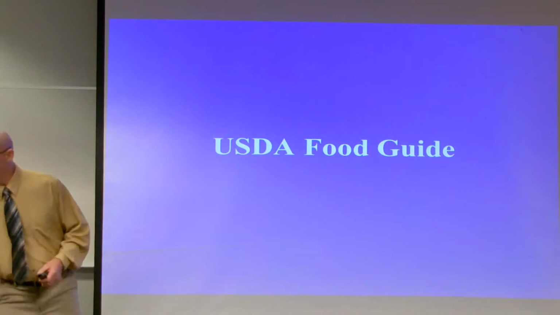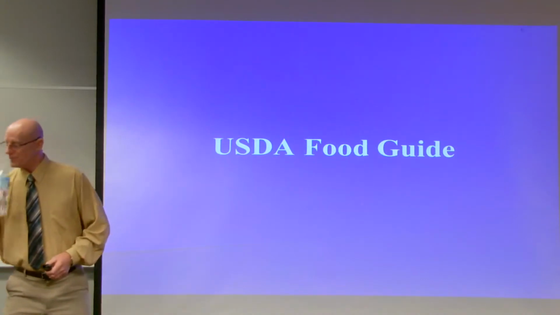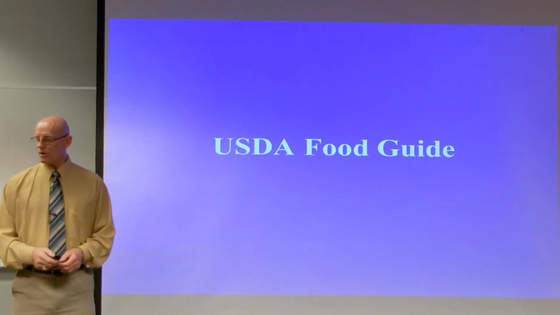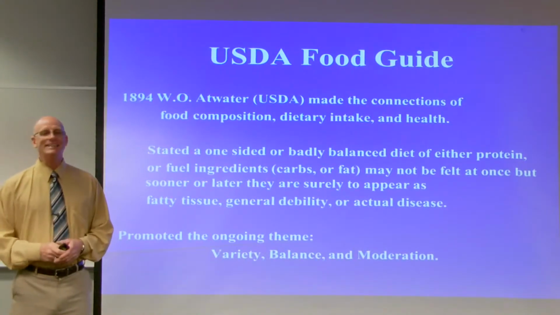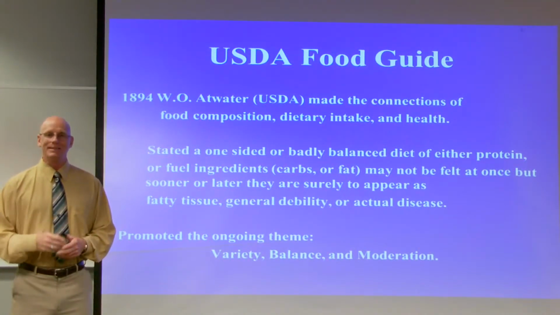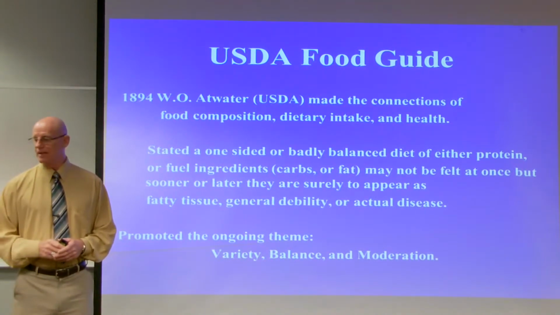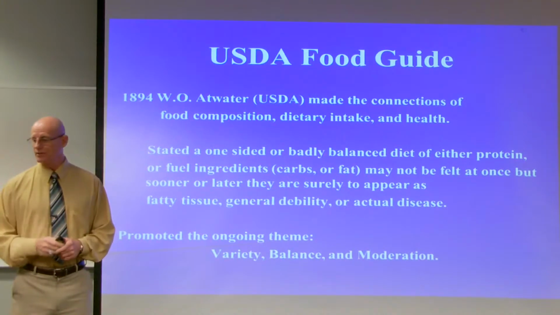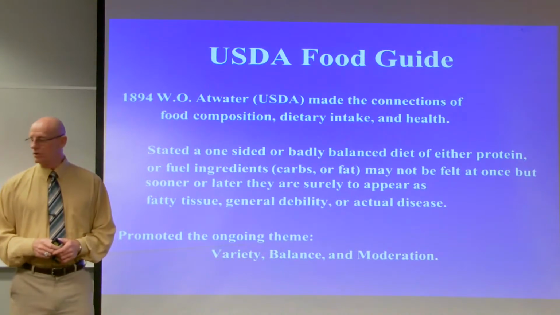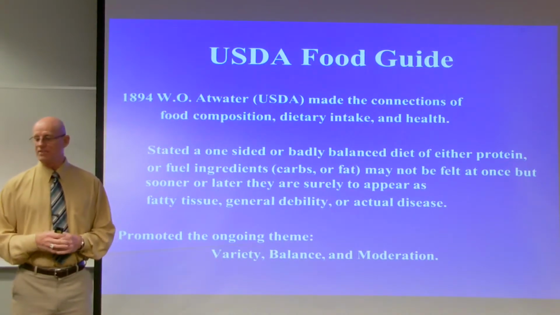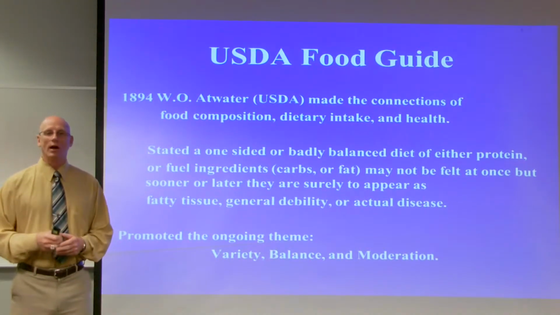Okay, the USDA food guide. In 1894, W.O. Atwater made connections of food composition, dietary intake, and health. He stated a one-sided or badly balanced diet of either protein or fuel ingredients, such as carbs or fat, may not be felt at once, but sooner or later they are surely to appear as fatty tissue, general debility, or actual disease. Now, in 1894, Atwater's already looking at nutrient density.